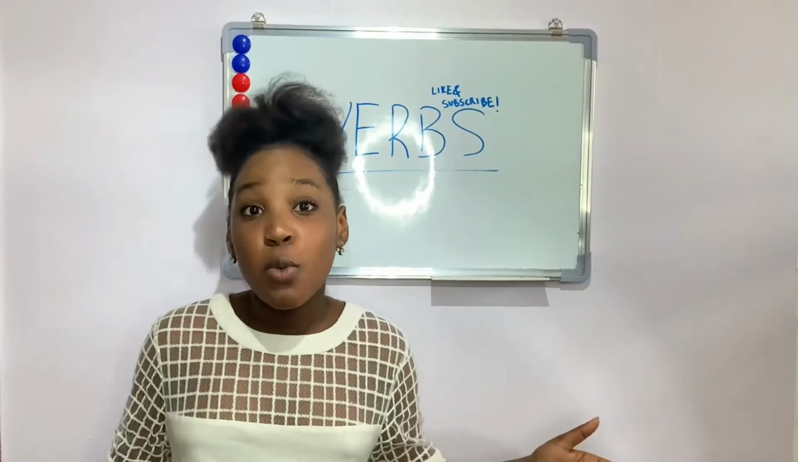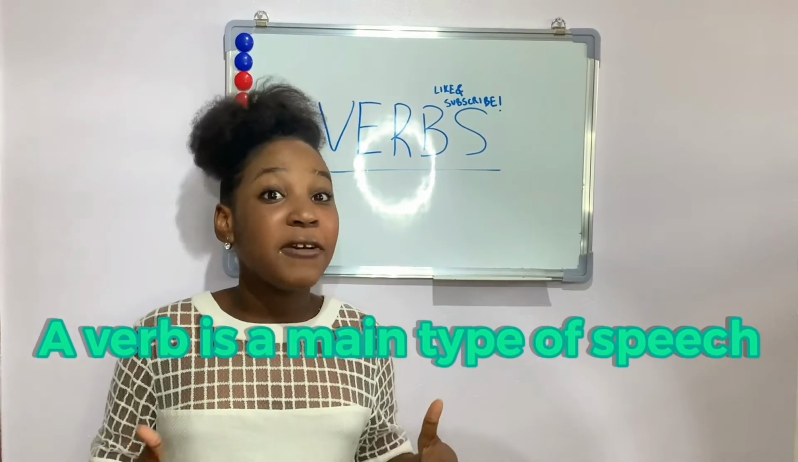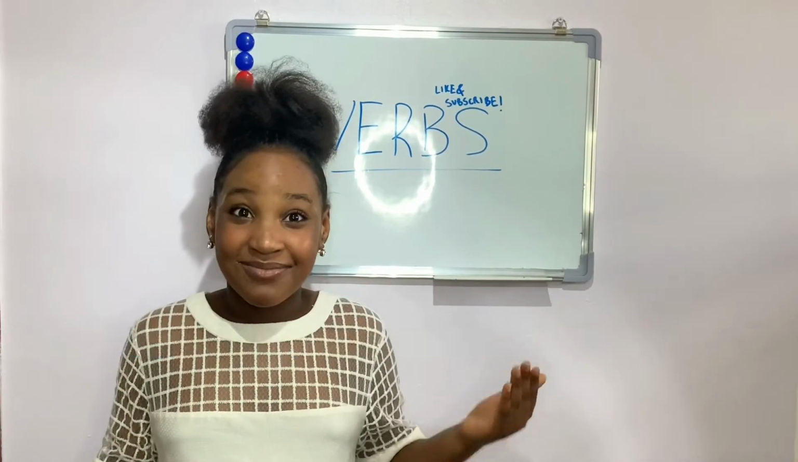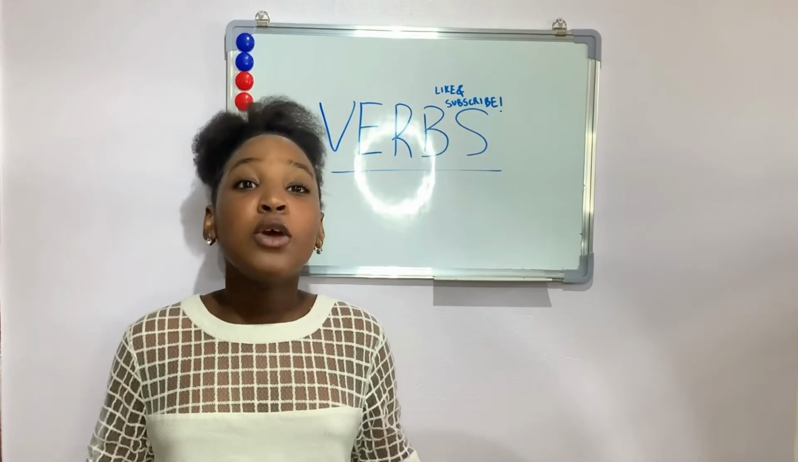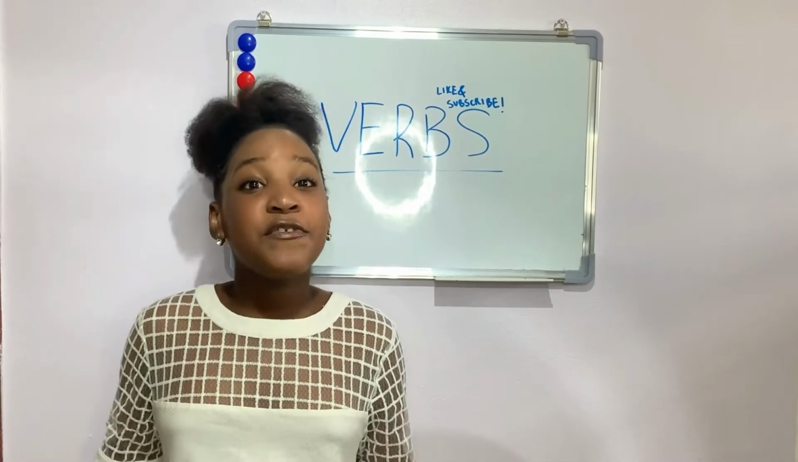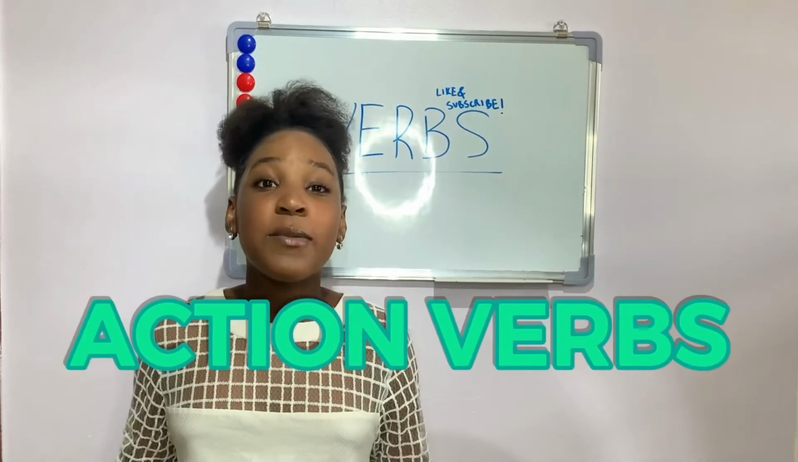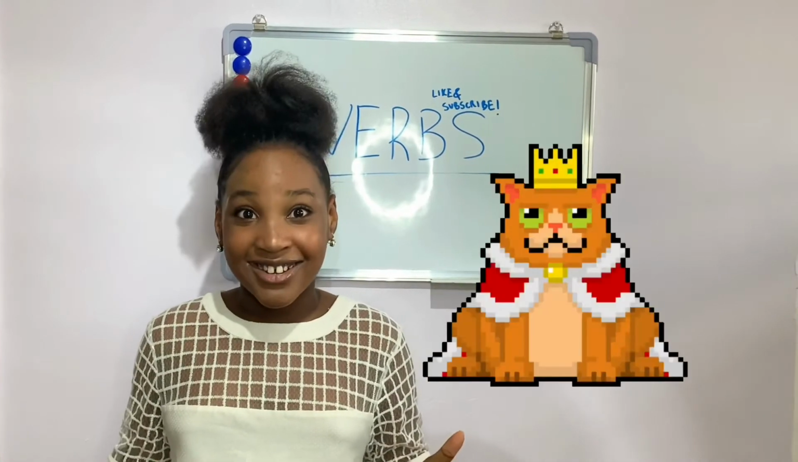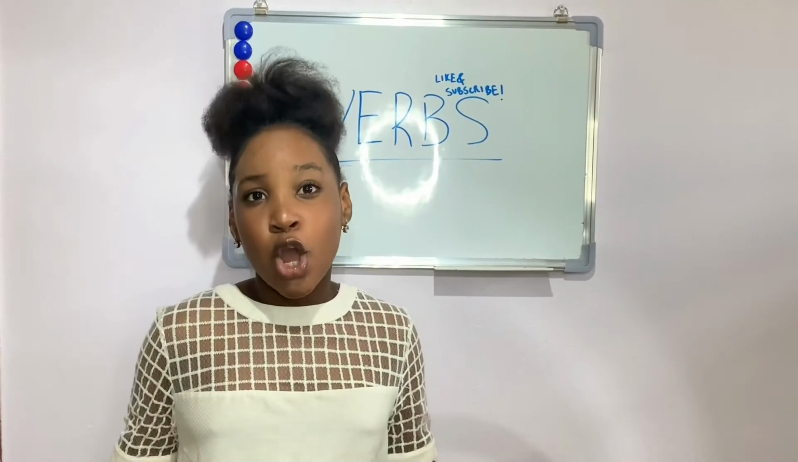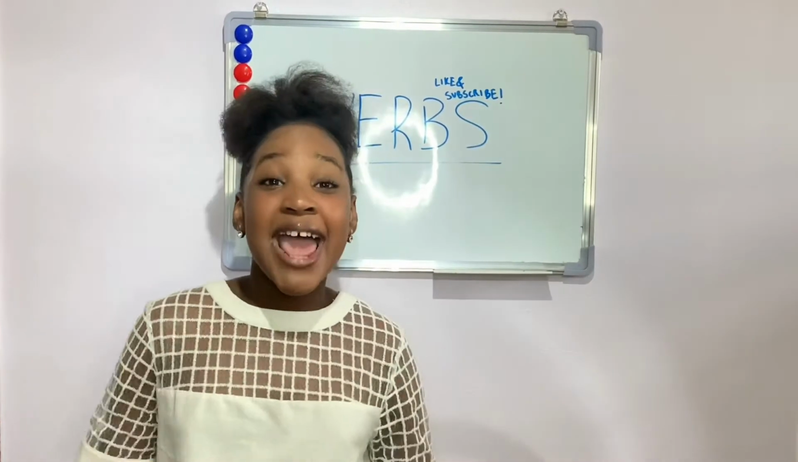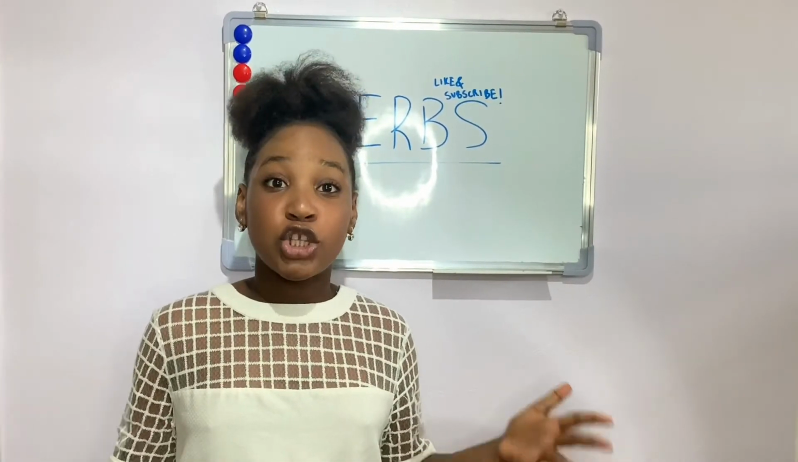For those who don't know, a verb is a main part of speech used to describe an action. In other words, a verb is a doing word. Although there are many types of verbs, today's focus will be on action verbs, which describe the movement of a person or character. Action verbs are the most common of verbs. Words like run, jump, hide, explore are all verbs which are used to describe someone's action.